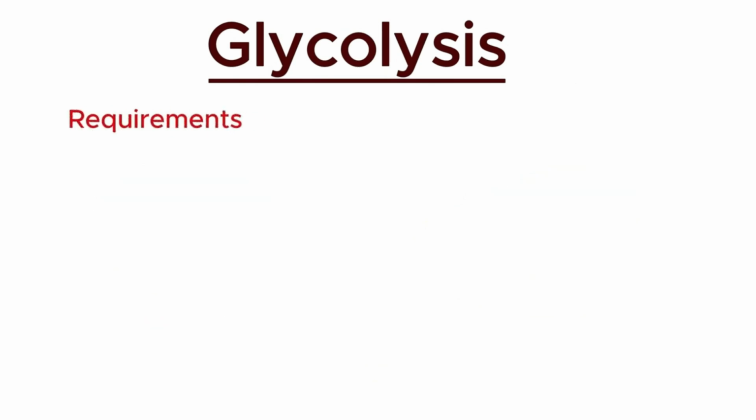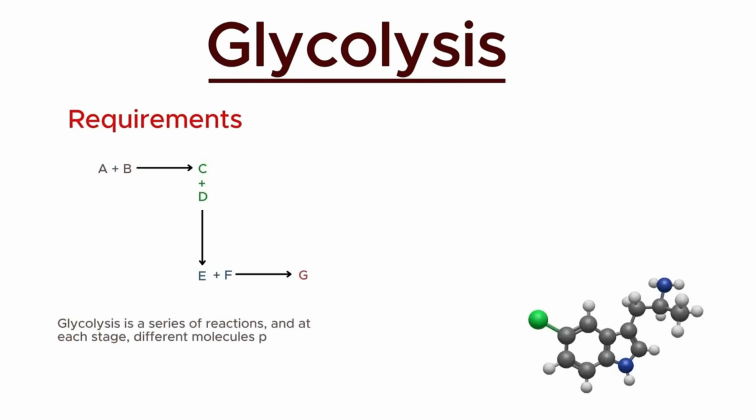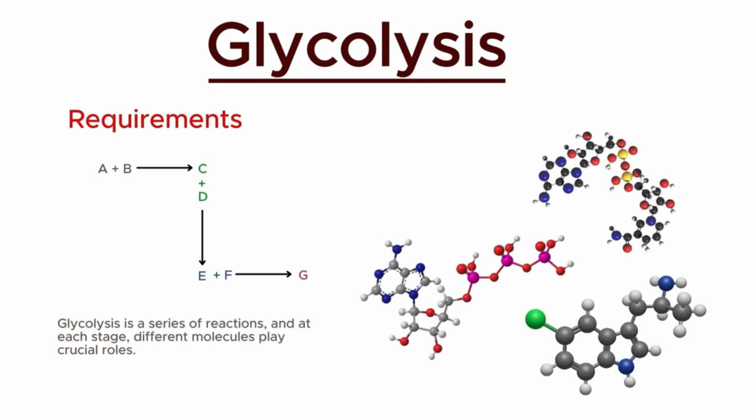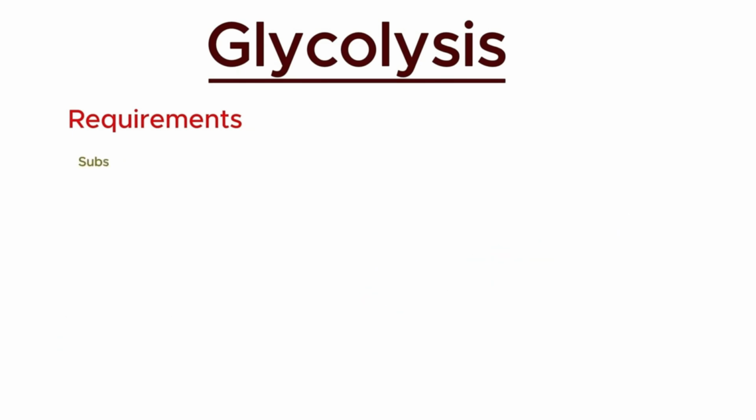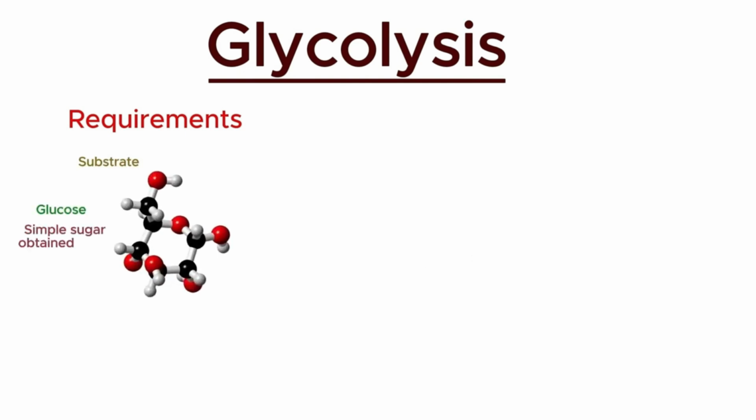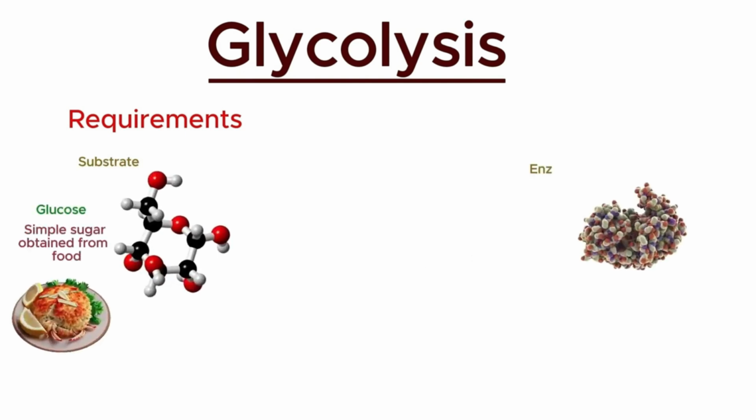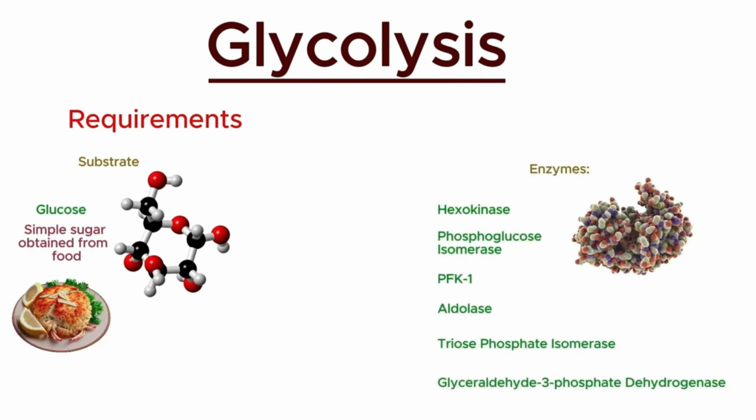Before we dive into the steps of glycolysis, let's talk about what we need to get started. Glycolysis is a series of reactions, and at each stage, different molecules play crucial roles. First off, we need a substrate, and in this case, it's glucose, the simple sugar we get from our food. Next, we require various enzymes. These enzymes act like little helpers that speed up each step of the process, ensuring everything runs smoothly.